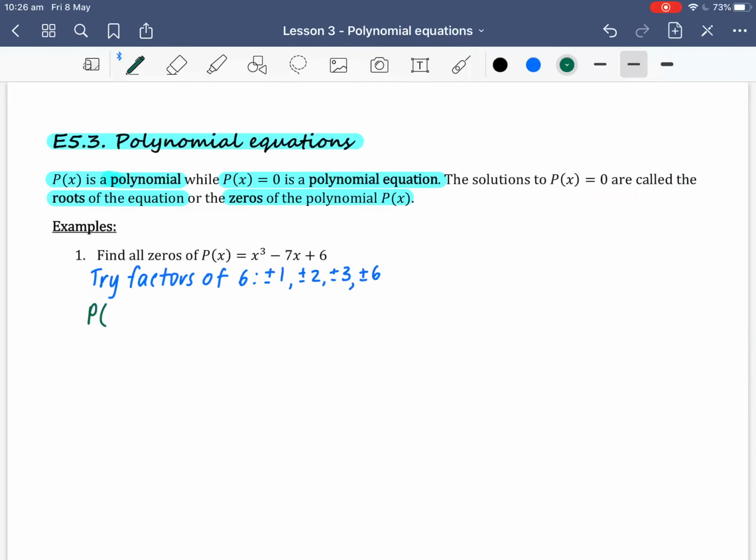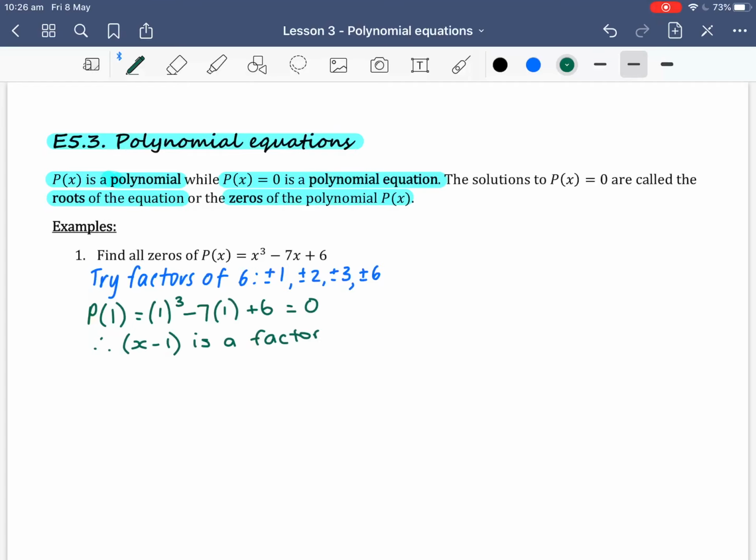So we're going to start by trying to substitute in 1 to our equation. So we're going to go 1 cubed minus 7 times 1 plus 6. And when we sub this into our equation, we get 0. So that means that we have found a factor of our polynomial. So therefore, x minus 1 is a factor.